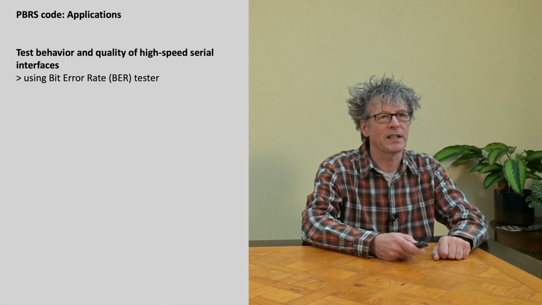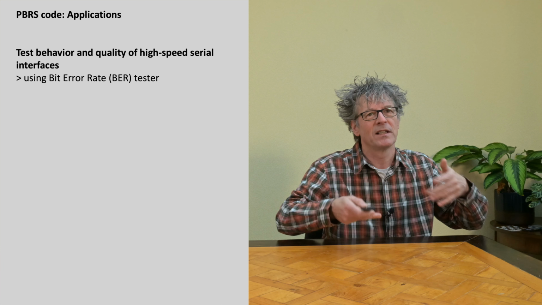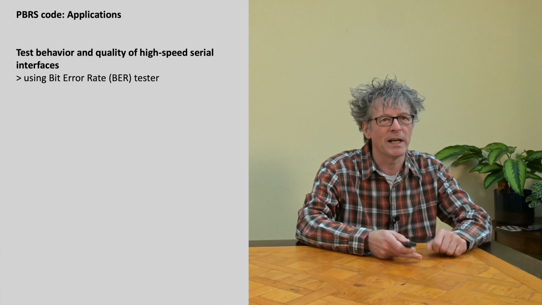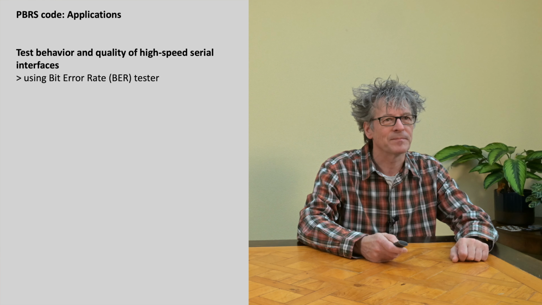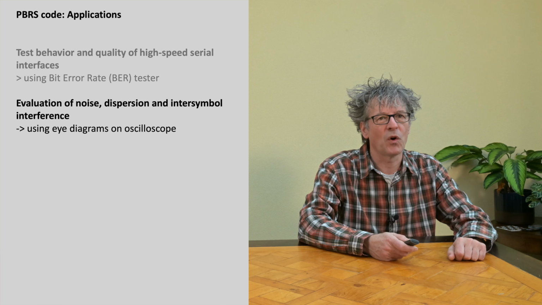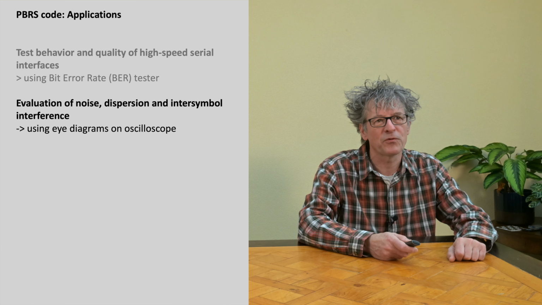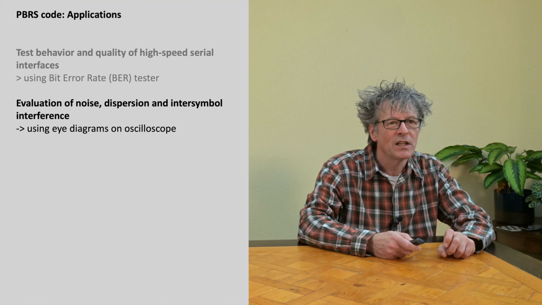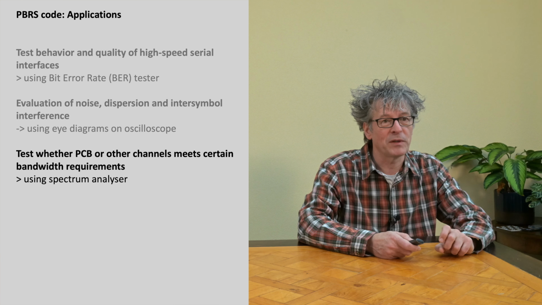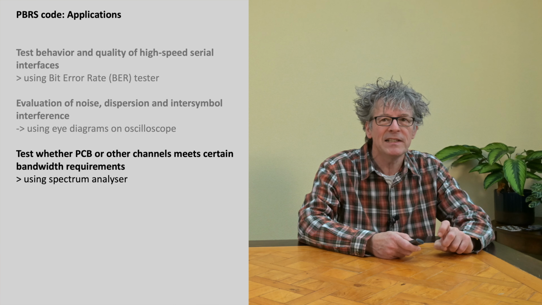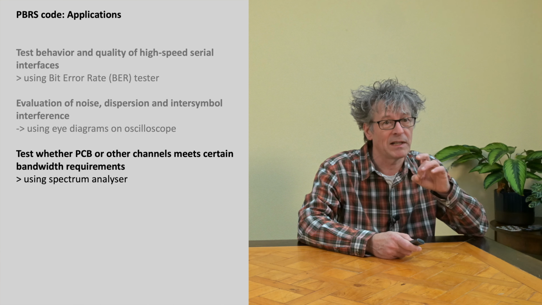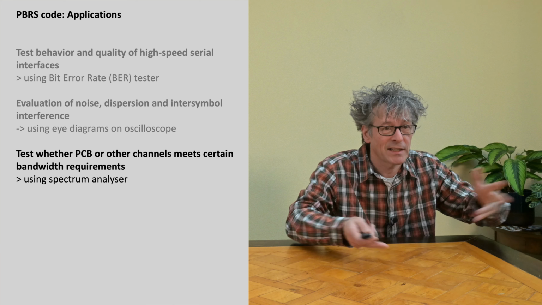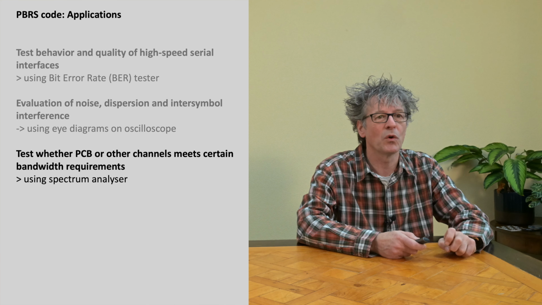Well, first of all, I think it's to test the behavior of high-speed serial interfaces like telecommunications links or channels, and then you do basically bit error rate testing. Second is the evaluation of noise, dispersion and inter-symbol interference, so you can be using eye diagrams on an oscilloscope, etc. to do that. You could also use it for measuring bandwidth requirements, for example for PCB design, because it has very well-behaved and predictable spectrum properties, really sending out digital signals there, not merely noise.